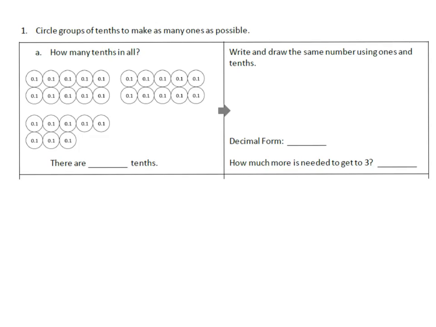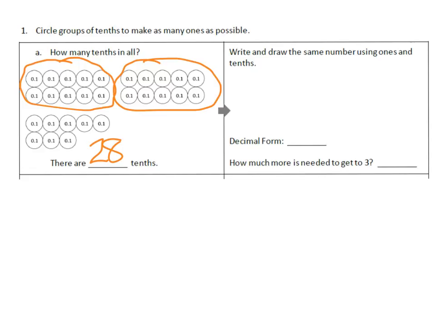Look at number 1 on the problem set. It says circle groups of tenths to make as many ones as possible. Look at letter A. How many tenths in all? Well, I see 2 groups of 10 tenths. That means there are 20. Underneath, I see 8 more tenths. That means that there are 28 tenths total. Now I can circle the 2 groups of 10 tenths. That will mean there are 2 ones total.